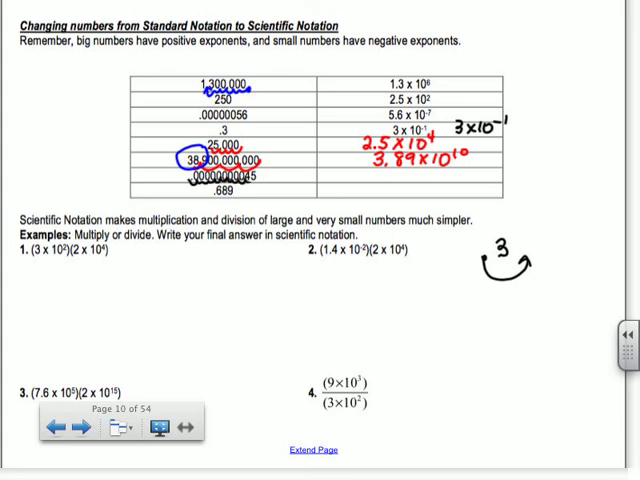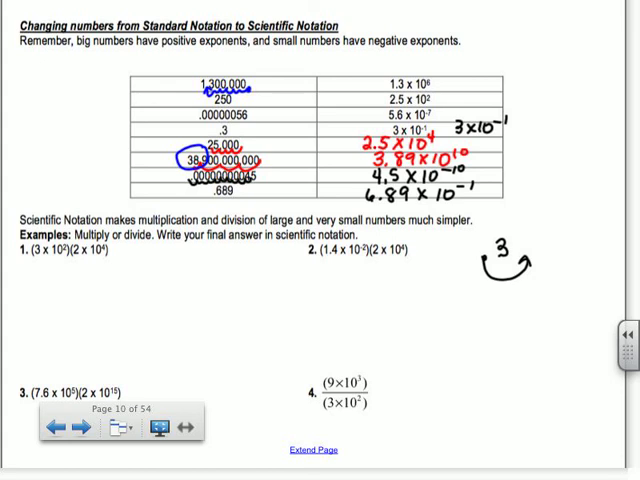Okay, so the next one you would move 1, 2, 3, 4, 5, 6, 7, 8, 9, 10 places. That makes your number 4.5. That number is now between 1 and 10. So times 10 to the negative 10, because that's a tiny little decimal. So it's a negative exponent. Okay, the next one, how many places do you have to move it? 1. Yep, it's 1. So it's 6.89 times 10 to the negative 1.